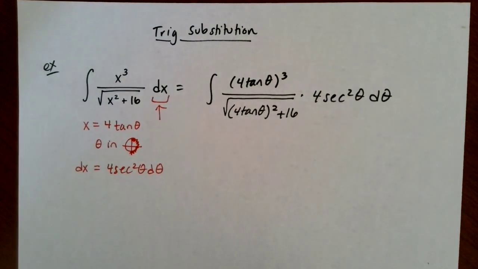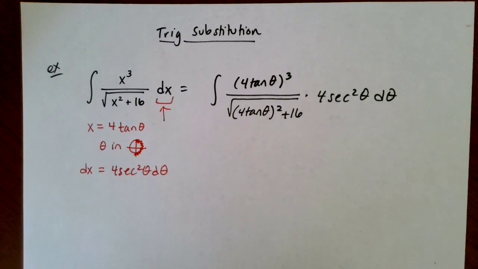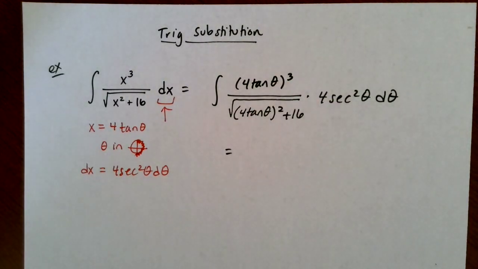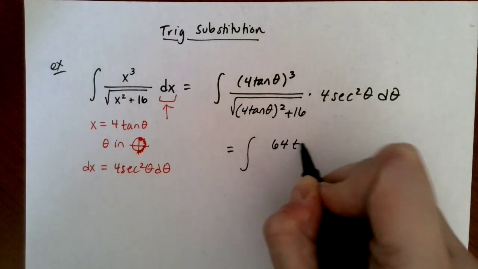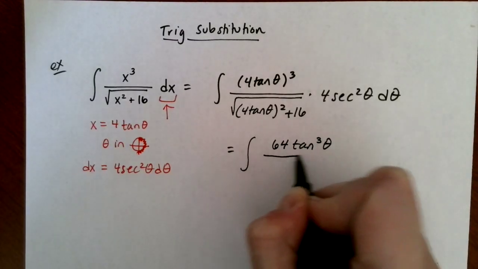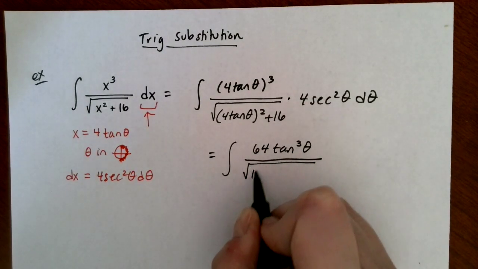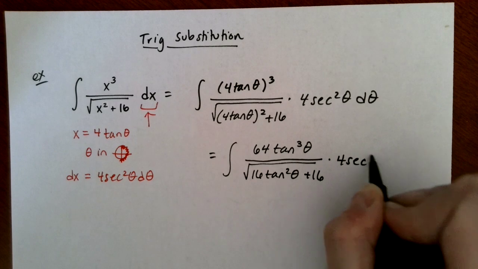All right, so I'm going to very carefully start to expand and simplify in this integrand here. So in the numerator, I have 4 tan cubed. 4 cubed is going to be 64. So I have 64 tangent to the third power. In my denominator, 4 tan squared is 16 tan squared. Everything else stays the same.